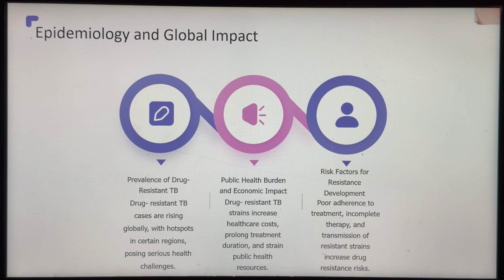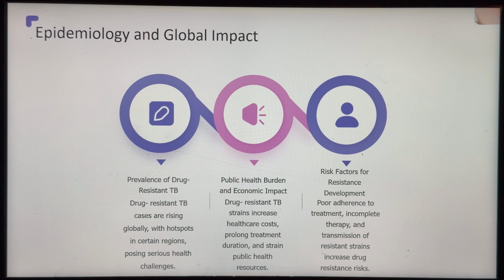From a public health perspective, drug-resistant TB is particularly concerning because patients remain infectious for longer periods, require prolonged treatment with more toxic and expensive medications, and often experience poorer treatment outcomes than patients with drug susceptible disease. The economic burden is also substantial. The cost of diagnosing and treating multi-drug resistant or extensively drug resistant tuberculosis is many times higher than that of drug susceptible TB. In addition to healthcare costs, there are indirect costs due to loss of productivity, prolonged hospitalization, and long-term disability.